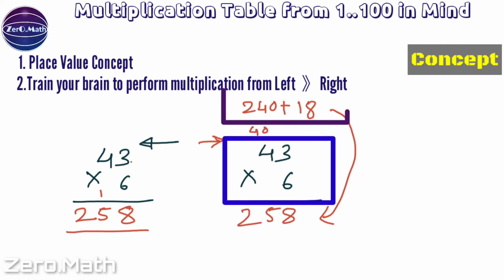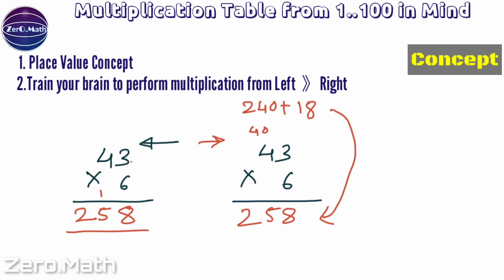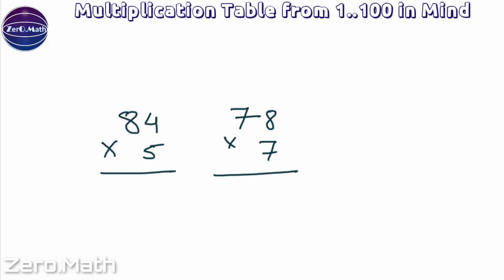So you can see we have converted this multiplication problem into a simple addition problem, and doing addition is always easy, isn't it? I hope you are clear with this mind multiplication concept. We will take two more examples to clarify your concept. Let's perform this multiplication from left to right.